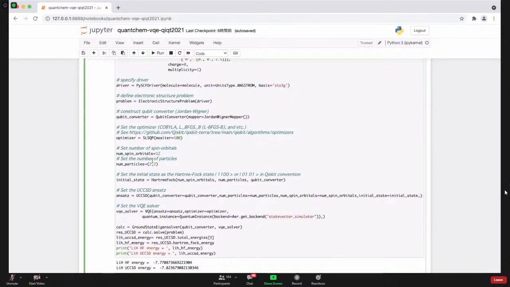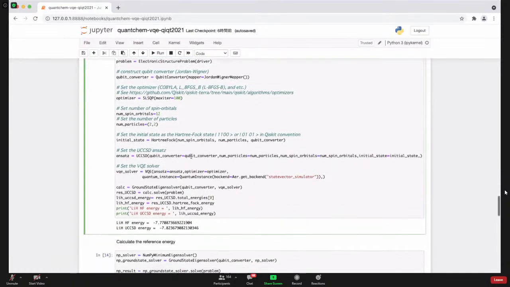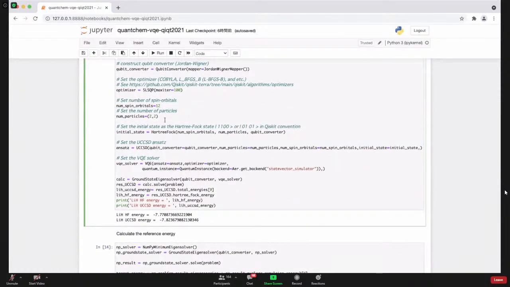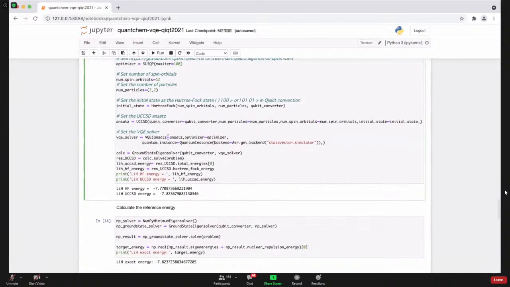The difference here is probably the number of spin orbitals and the number of electrons. It's a 4-electron system now, and we have 12 spin orbitals. And we initiate the state from the Hartree-Fock, and we use the unitary coupled cluster ansatz. And then we use the VQE with the state vector simulator. We run the calculation and get the ground state energy, and the results will be shown.